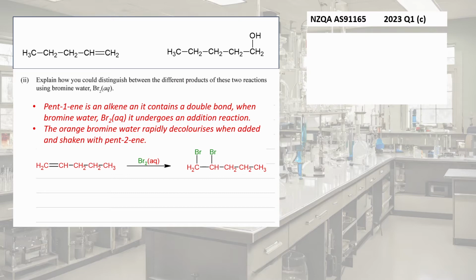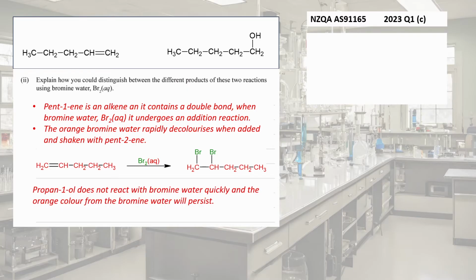I mean, it's pretty standard. This is what we've gone over in the other ones. This is a bit more simplistic. I'm not going into detail on how the addition reaction works because it just wants me to explain, not to discuss or compare and contrast, which are actually higher level explanations. Propan-1-ol does not react, so this one here will say does not react with bromine quickly, and the orange color from the bromine water will stay or persist.